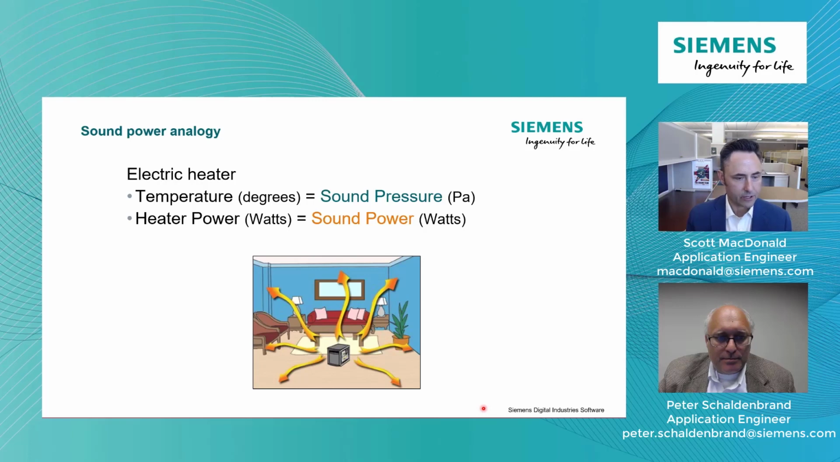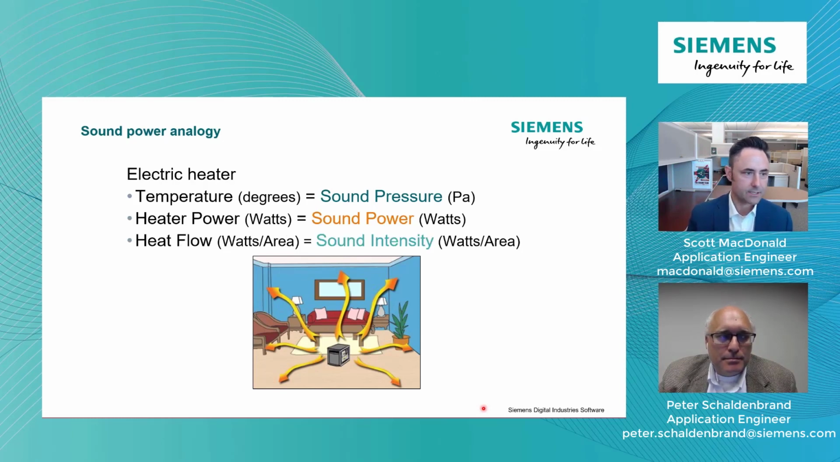So going back to this heater example or analogy that Pete used, we talked about sound pressure sort of being the temperature equivalent. Sound power is sort of equivalent to the heater power. It's how much sound the object makes. If we were to talk about the heat flow from the heater, how heat gets from the heater to the different areas of the room, we'd be talking about something analogous to sound intensity.